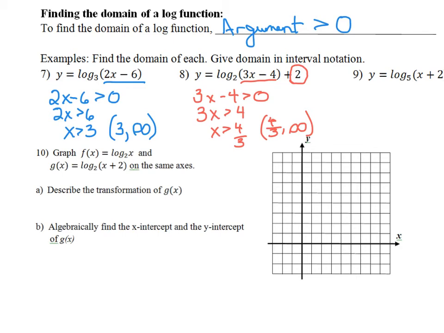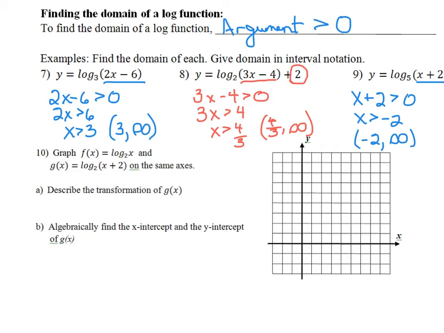For the last example, I've got y equals log to the base 5 of x plus 2, so I'm going to look at that part of the argument. x plus 2 has to be greater than 0. Therefore, x is greater than -2, so my domain is going to be from -2 to infinity.